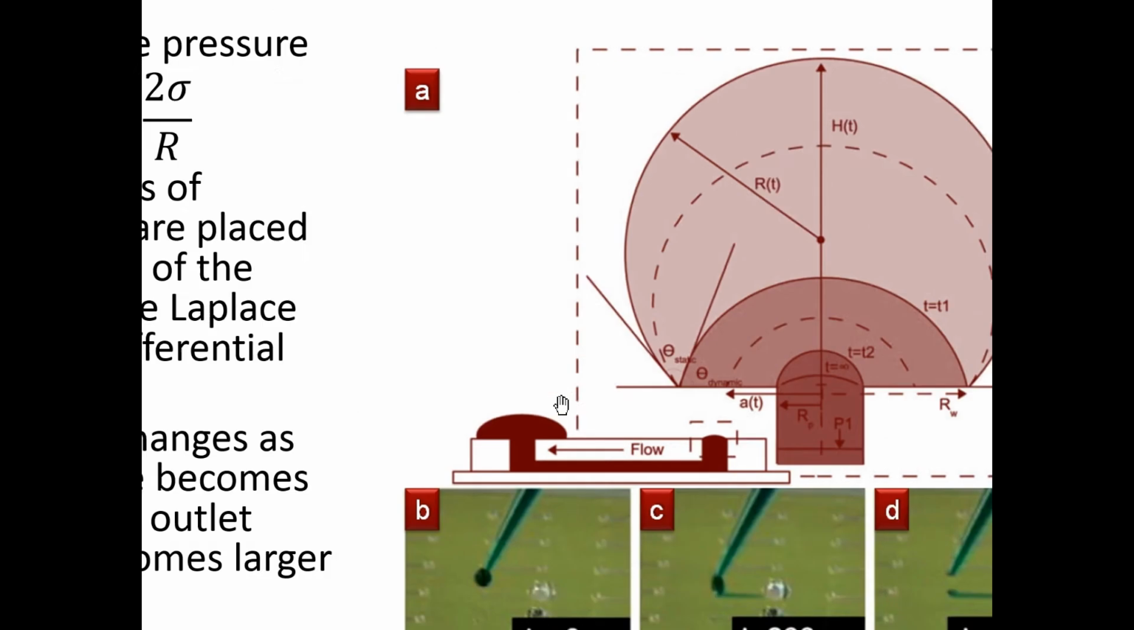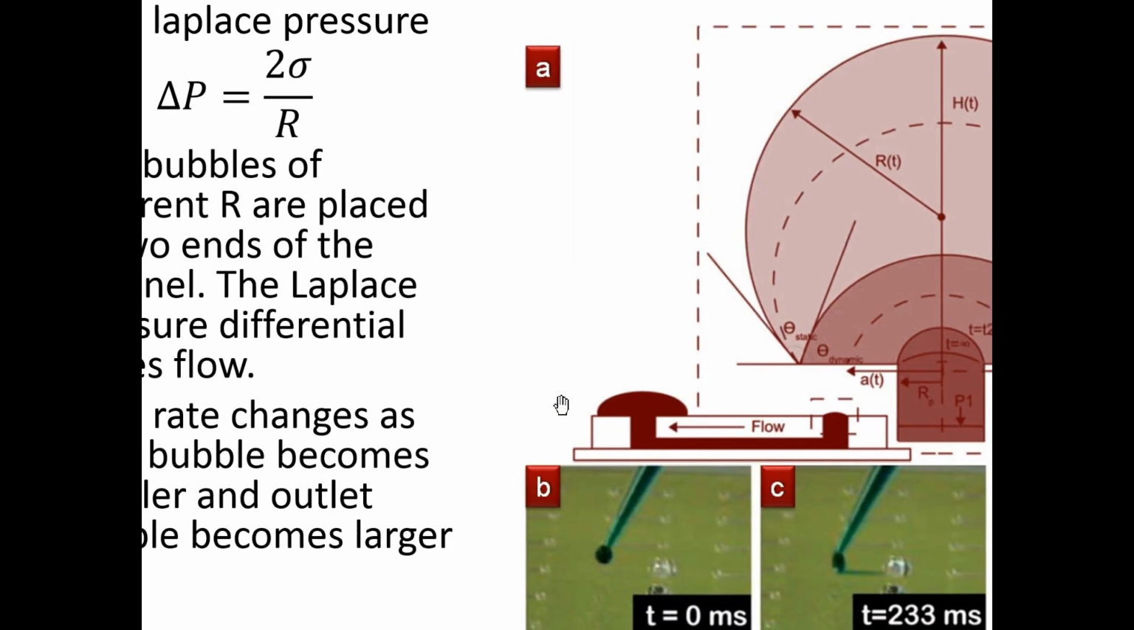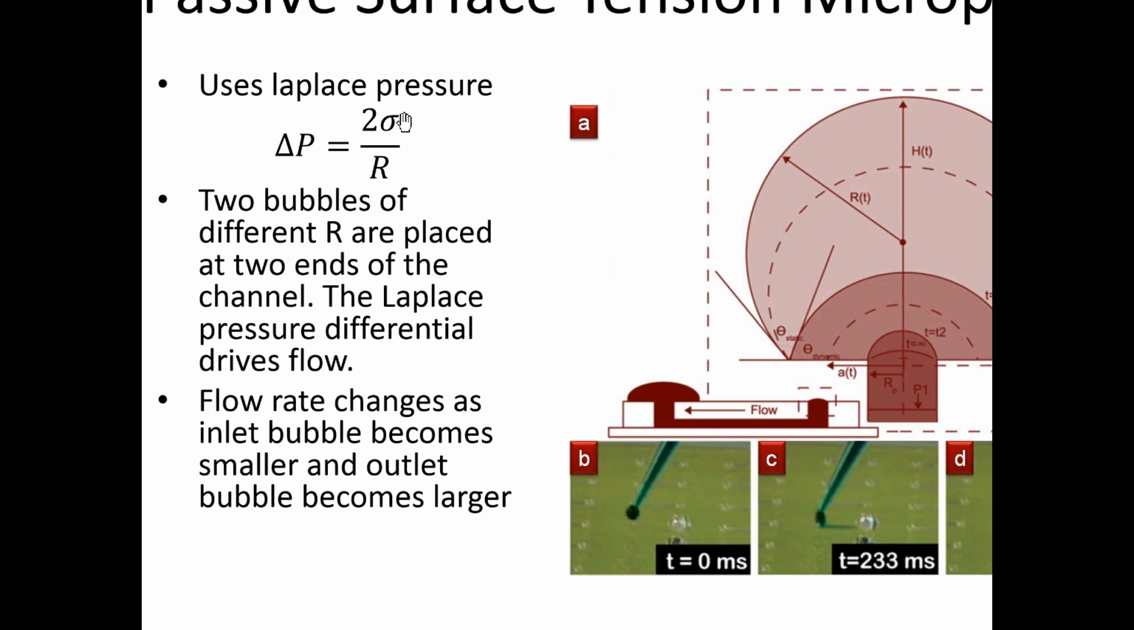So you look at this formula here. The Laplace pressure, delta P, is equal to 2 sigma divided by R. So if you have two bubbles or two drops on either side of the channel, the inlet versus the outlet, they're going to develop different amounts of pressure. So which one is going to develop more pressure? This side or this side? Left side or the right side? The right side, because the radius is smaller, so the Laplace pressure is larger.